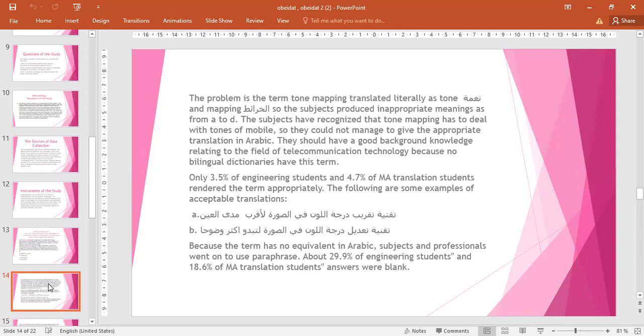The following are some examples of acceptable translations: تقنية تقريب درجة اللون في الصورة لأقرب مدى العين. تقنية تعديل درجة اللون في الصورة لتبدو أكثر وضوحاً. Because the term has no equivalent in Arabic, subjects and professionals want to use paraphrase. About 29.9% of engineering students and 80.6% of MA translation students' answers were blank.